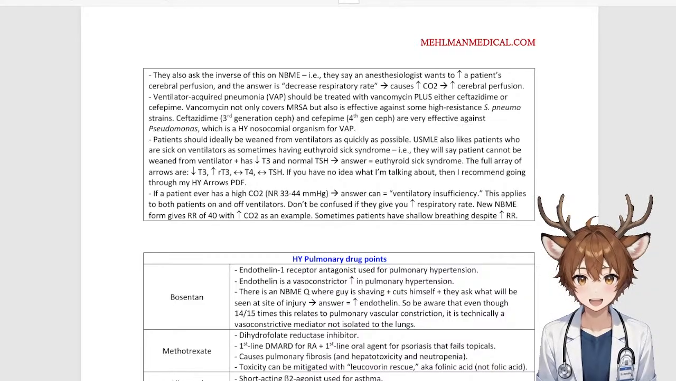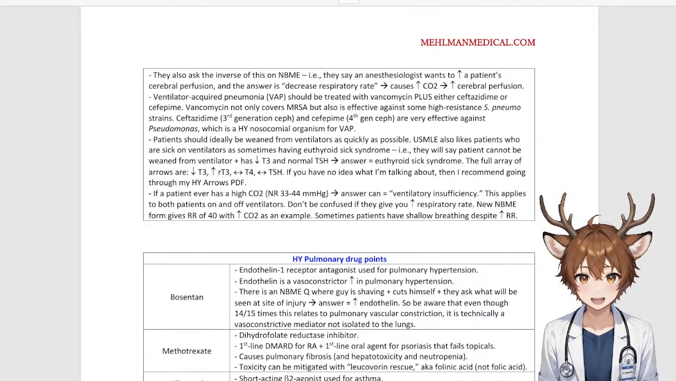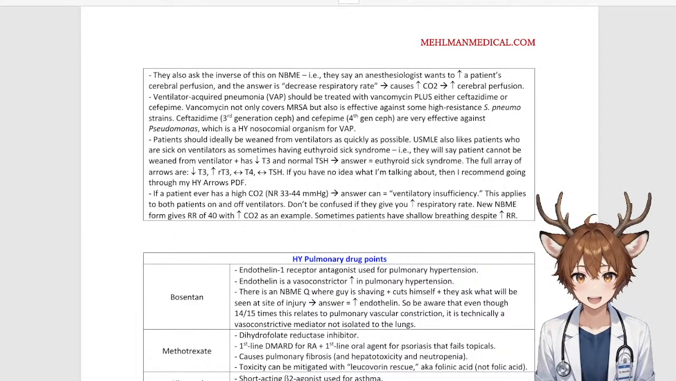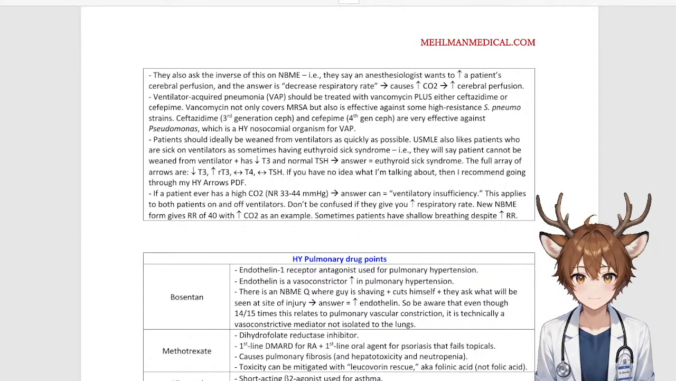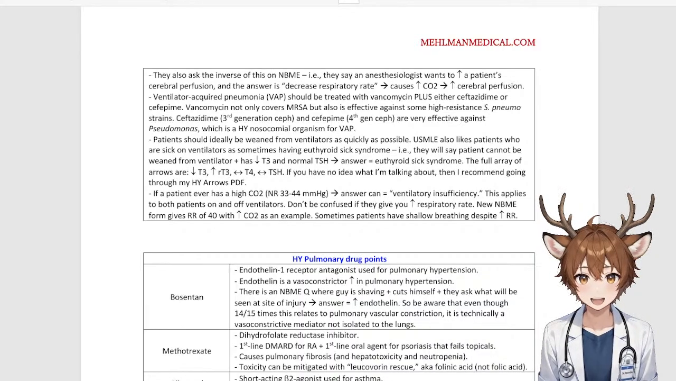They can also ask the inverse of this NBME, i.e. they can say an anesthesiologist wants to increase the patient's cerebral perfusion, and the answer is decreased respiratory rate, causes increased CO2, which leads to increased cerebral perfusion.